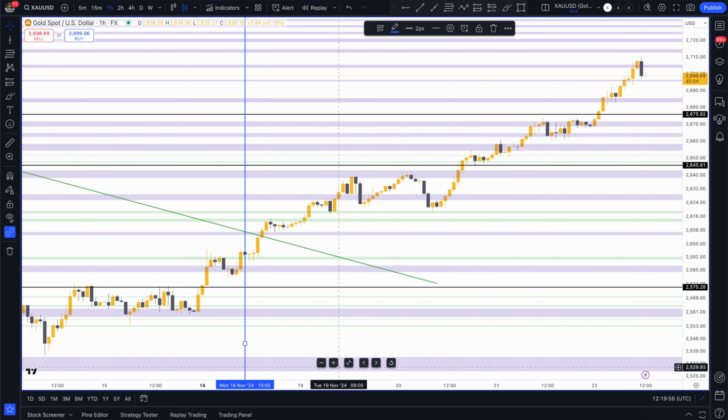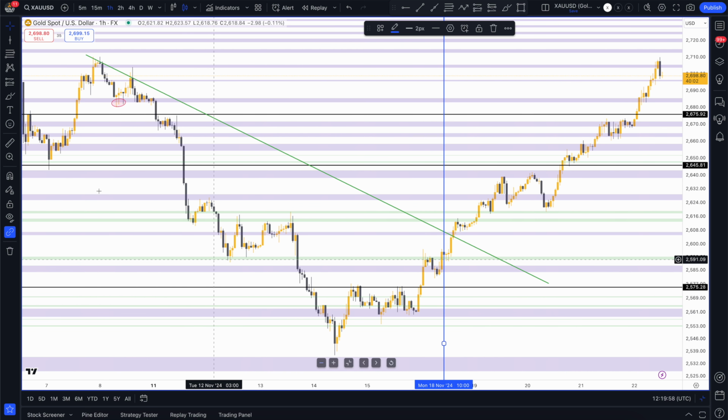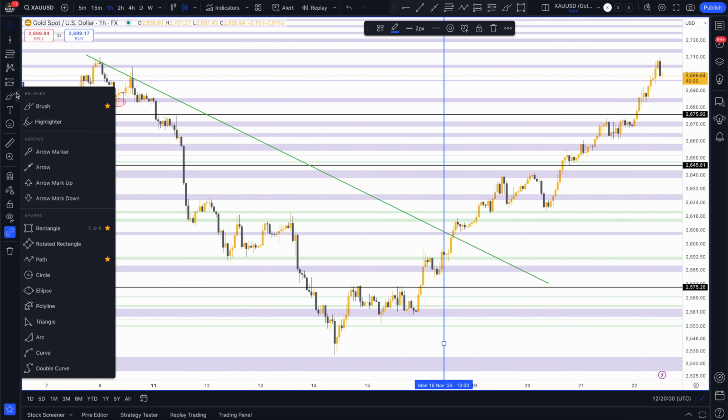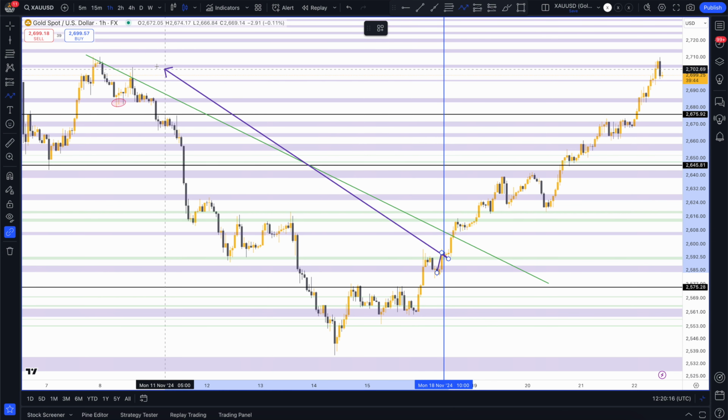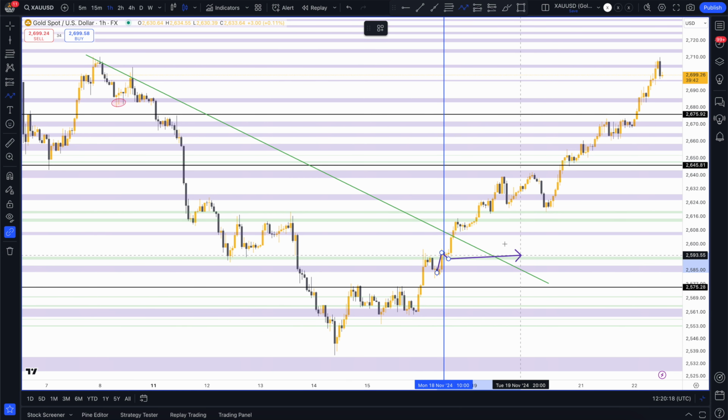it as a resistance. Now, I'm going to start off by drawing up a path, and we're going to start from here. As you can see, we came up to test this previous resistance as a support, and price then continued on bullish. In our last technical analysis, we spoke about this trend line that we had marked in from point A and point B here and dragged all the way through, that if we saw this price broke, we will most likely see a bullish continuation.